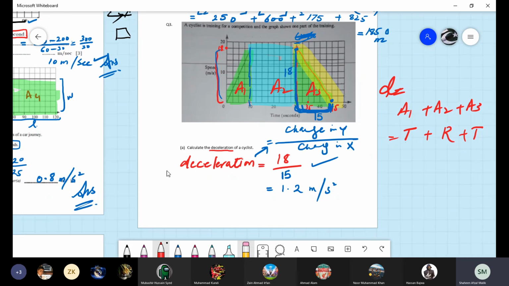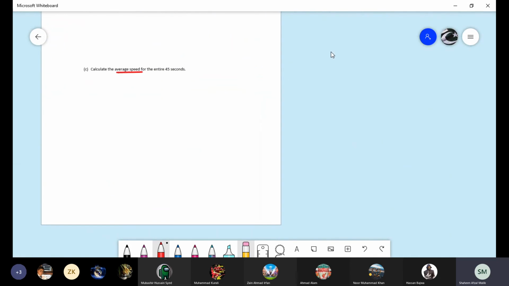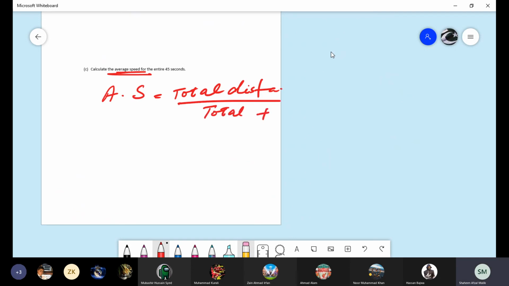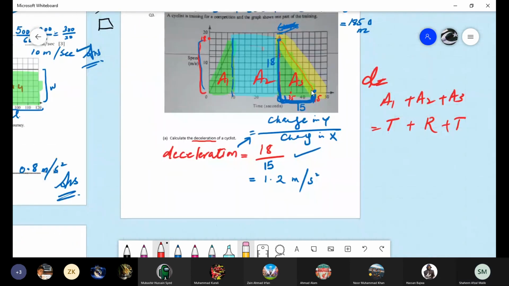What is the last part of the question? Calculate the average speed. What is the formula for the average speed? Average speed is equal to total distance divided by total time. Total distance means the answer of the second part, that is the sum of areas. And the total time is how much? How much is the total time the graph covers? Yes, 50 seconds.